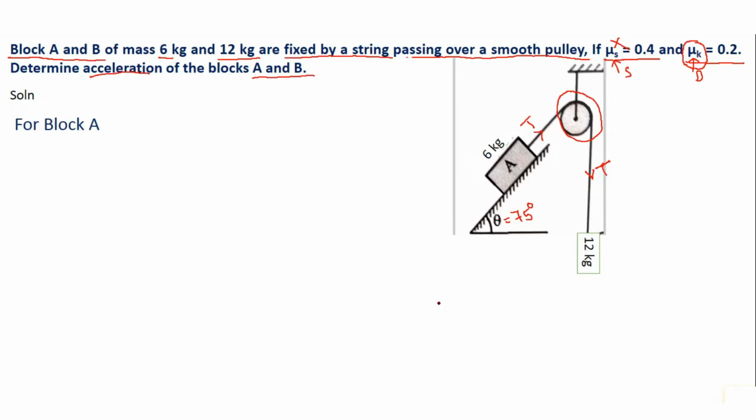Let us first consider body A. I have made body A of mass 6 kg. The first force we show on the free body diagram is the applied force. There is a string attached to block A, so I will show the applied force as tension T. Next we show the self weight, which acts vertically downwards, with a value of 6 multiplied by 9.81, because the mass was given in kg and we need to convert it into Newton.